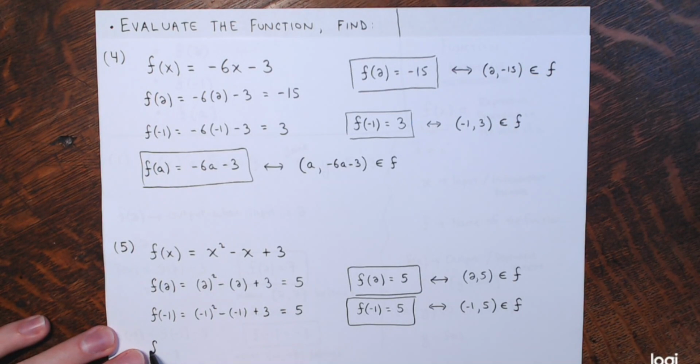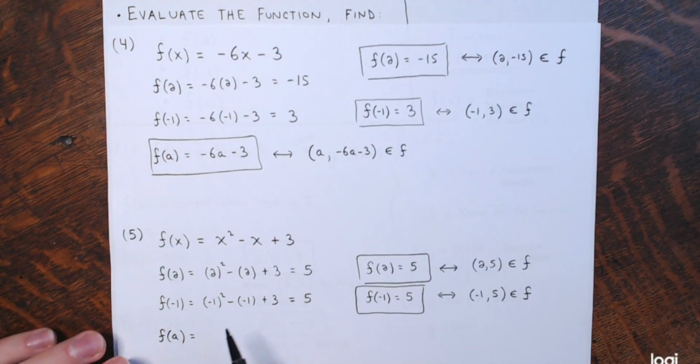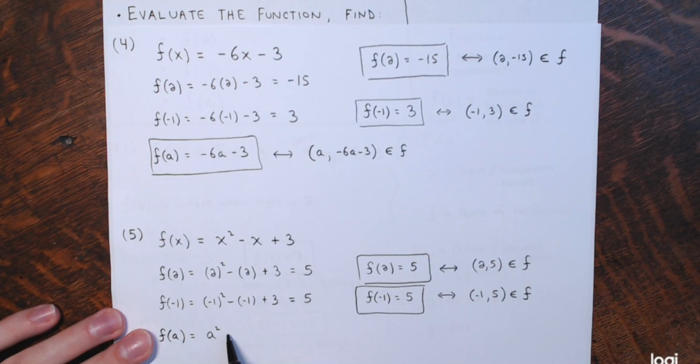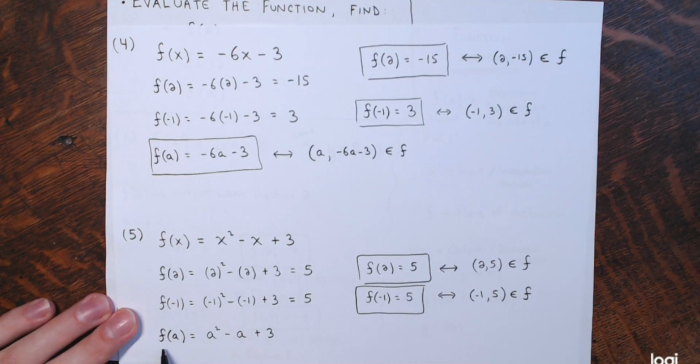Then the value of f at a, again, just go through, replace all the x's with a. So it'd be a squared minus a plus 3, and that's as simple as that expression gets, right? There aren't any like terms to combine.